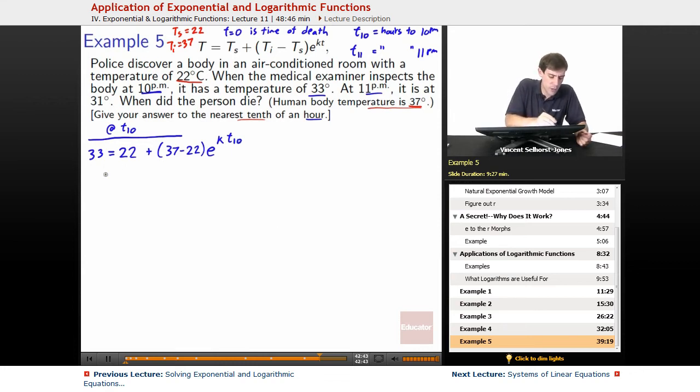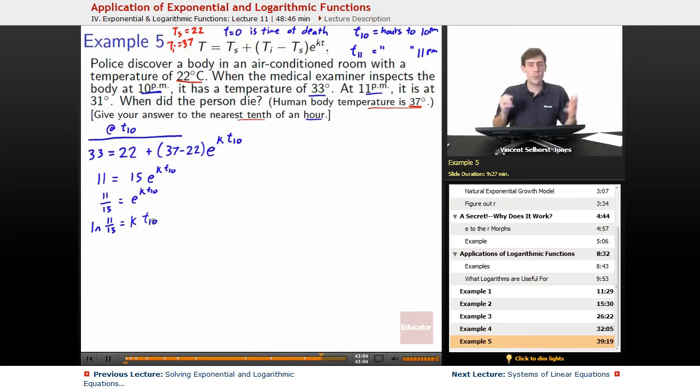Okay, subtract 22 on both sides, we get 11 equals 37 minus 22, which is 15, e to the k t sub 10. So we divide by that, we've got 11 over 15 equals e to the k t sub 10. Finally, we take the natural log of both sides, and we've got natural log of 11 over 15 equals k t sub 10. Now at this point, we go, shoot. There's two unknowns, and this is only one equation. Well, we're going to have to bring a little bit more information to the table.